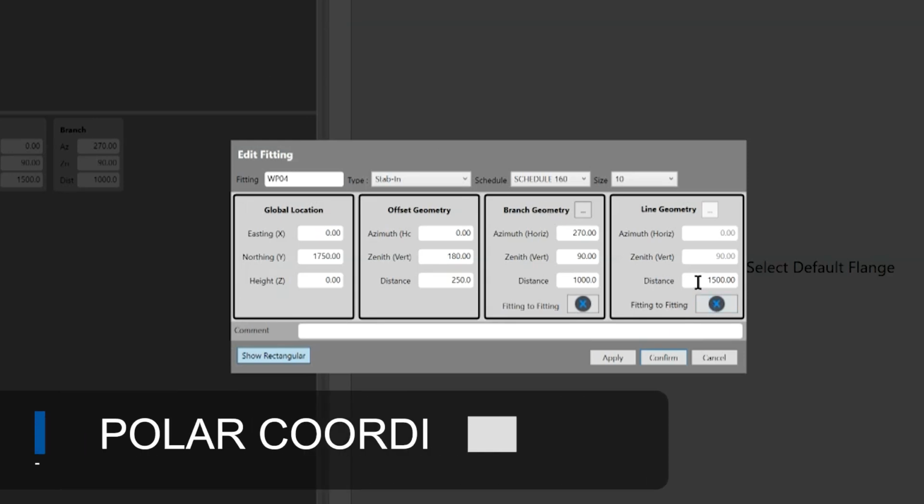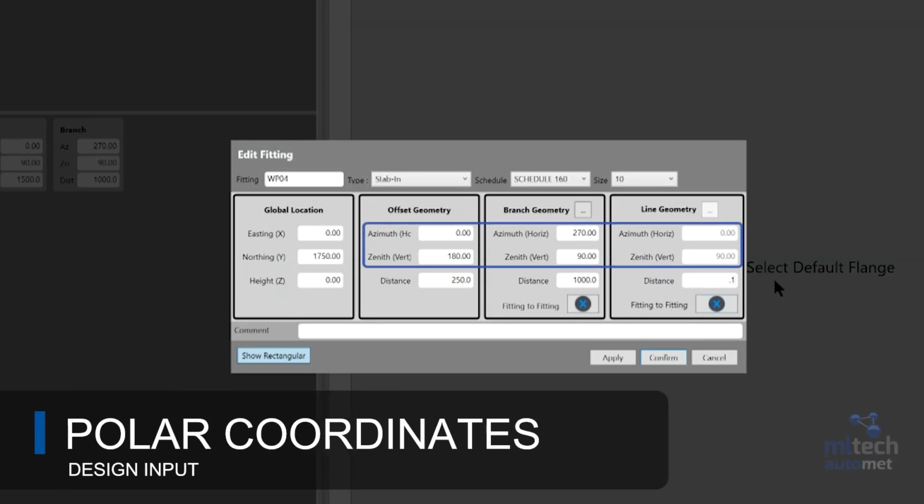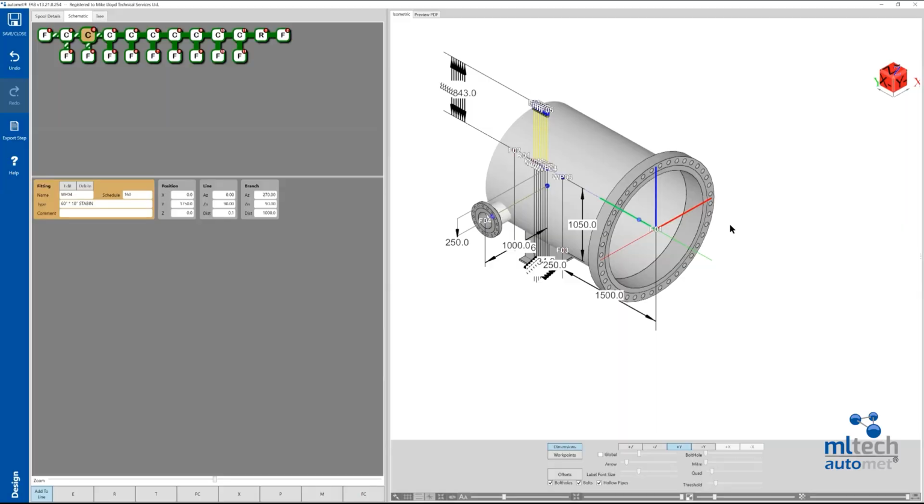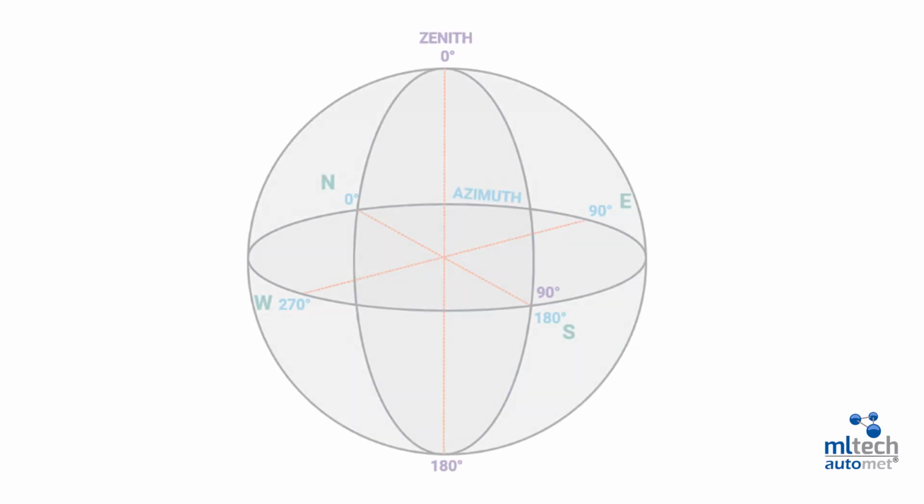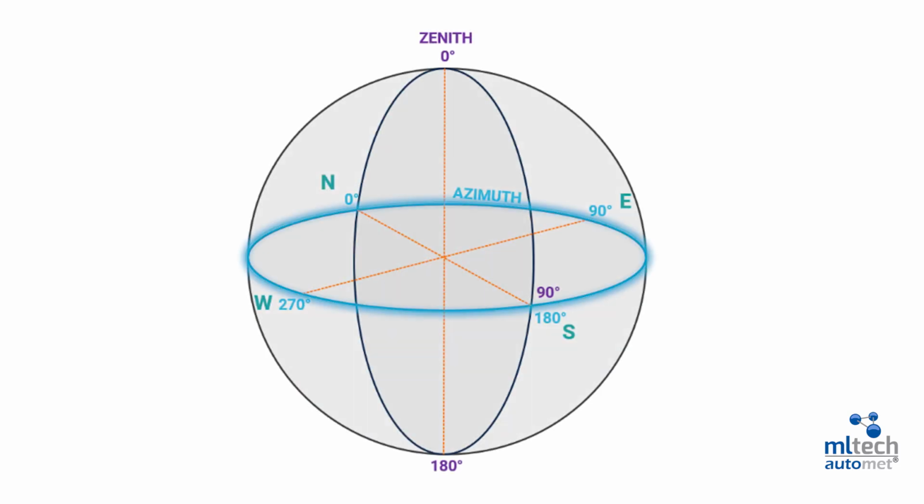Let's look at the polar coordinate system provided in Automet. Polar coordinates are made up of two values, the azimuth and zenith. The azimuth value is between 0 and 360 degrees and sits on what might be thought of as a horizontal axis. The azimuth starts at 0, pointing north, 90 degrees pointing east, 180 degrees pointing south, and 270 degrees pointing west.